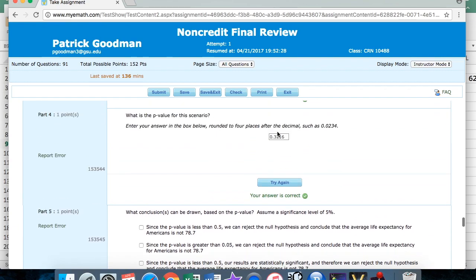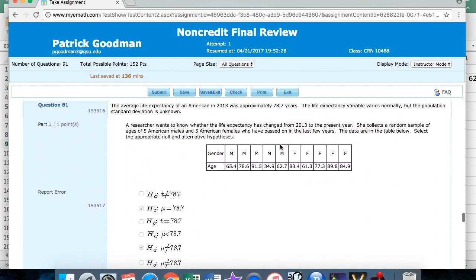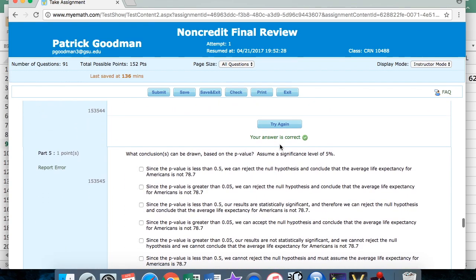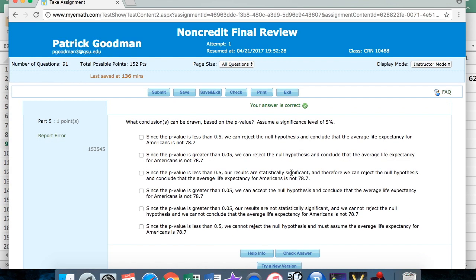Well, the p-value is larger than alpha, right? Alpha is either 0.05 or 0.01. I think in this one it's 0.05. Oh, here we go. Assume the significance level is 5%. So we have 32%, which is much larger than 5%, right? So then we would fail to reject. So since the p-value is greater than 0.05, we fail to reject, so not this one.